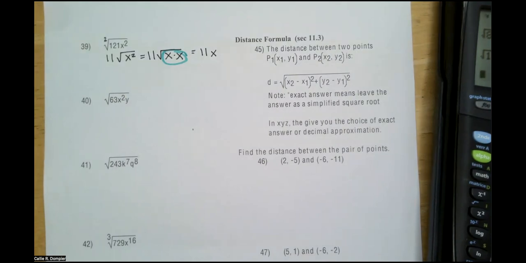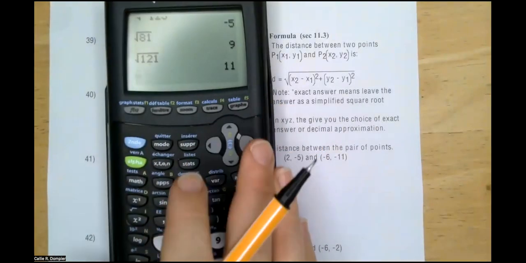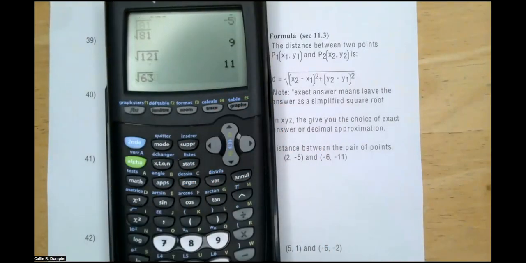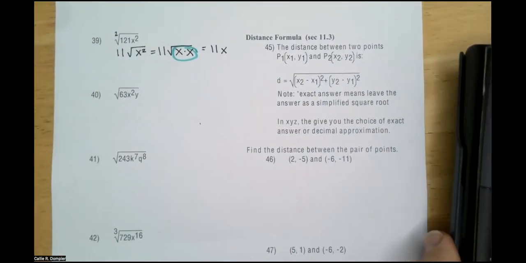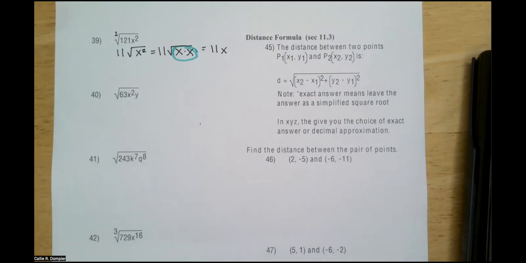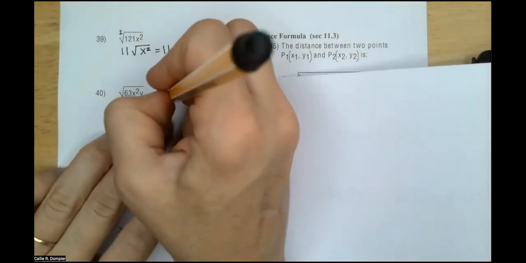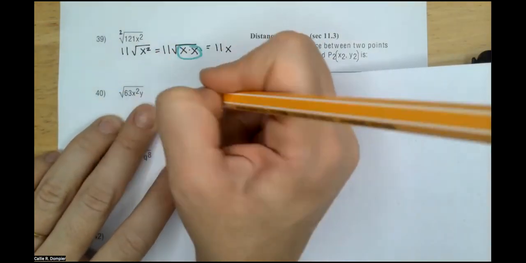For this next one, we have 2 variables. We have an x squared and a y, and then we have the 63. So see if you can take the square root of 63. We cannot. When you get a number that is not a perfect square, what should we do? We should turn it into a factor tree.